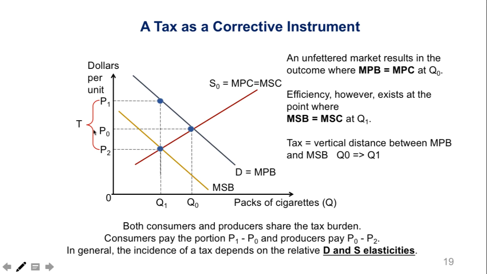Now, remember that the burden of tax actually falls on the shoulder of suppliers or demanders, the one that has a lower elasticity of demand or supply. That's always the case, because it means that the suppliers or demanders don't have any substitutes. So the one with the lower elasticity pays the higher taxes. So that's the tax as a corrective instrument.